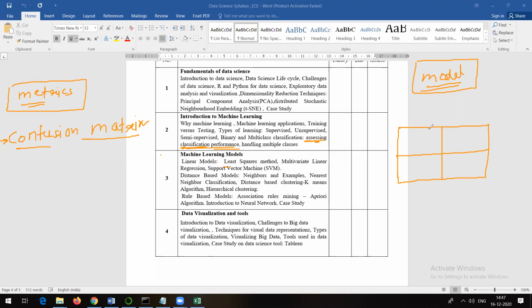So the confusion matrix looks like this. It has some values here. Suppose you have developed a model and that model is helping you to classify a patient as a diabetic or non-diabetic patient.